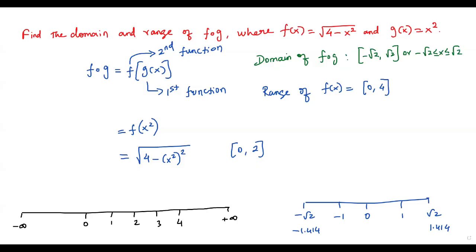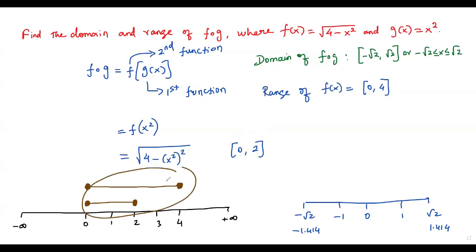First let me draw the range of the composite function, which is 0 to 2. Please remember 0 and 2 both are included, so let me take a filled circle at 0 and a filled circle at 2. So I have drawn the range of the composite function, 0 to 2. Now let me draw the range of the second function, 0 to 4. Both 0 and 4 are included, so a filled circle at 0 and a filled circle at 4. This gives the range of the second function.